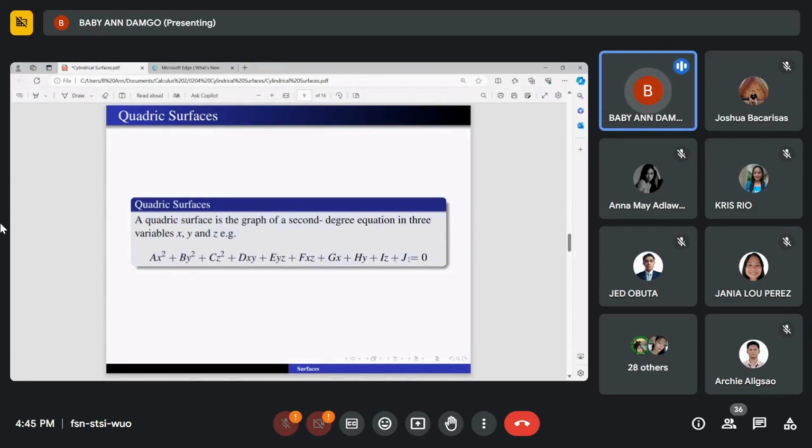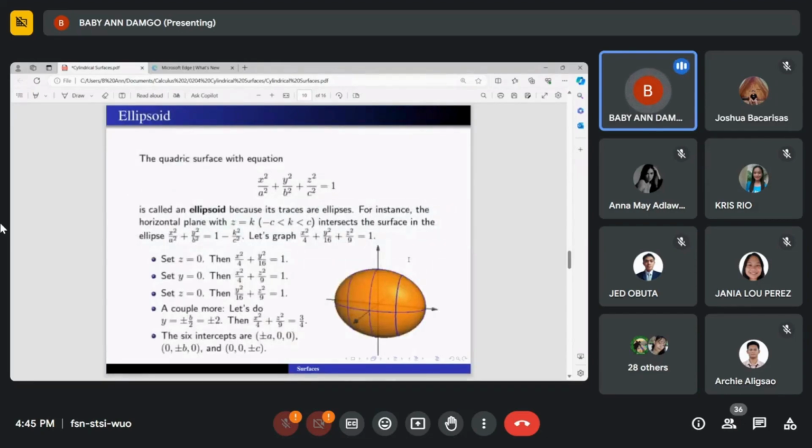So, I think we have 6 standard equations of the quadric surfaces. The first is the ellipsoid. Okay? This is of the form of an ellipse. This is the standard equation.